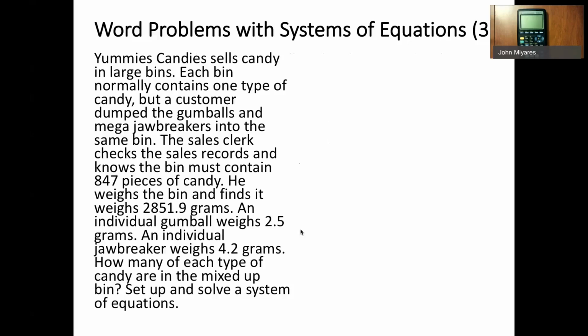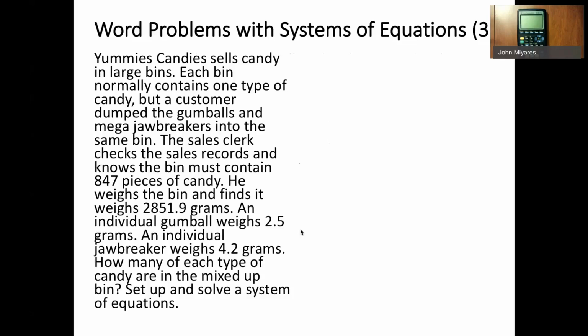He weighs the bin and finds it weighs 2,851.9 grams. He knows an individual gumball weighs 2.5 grams and an individual jawbreaker weighs 4.2 grams. How many of each type of candy are in the mixed up bin? Set up and solve a system of equations.